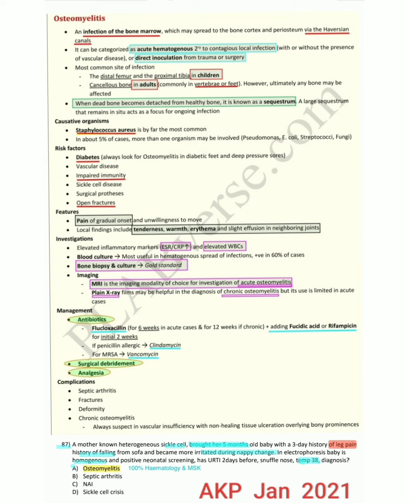Most common site of infection: the distal femur and the proximal tibia in children. Remember, the distal femur and the proximal tibia in children. There is cancellous bone in adults, commonly in vertebra or feet. However, ultimately any bone may be affected.